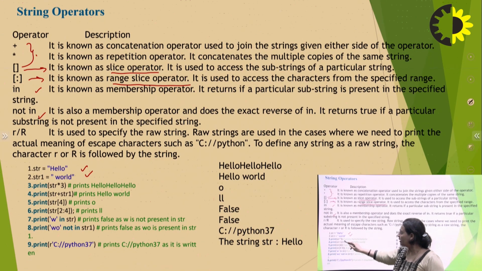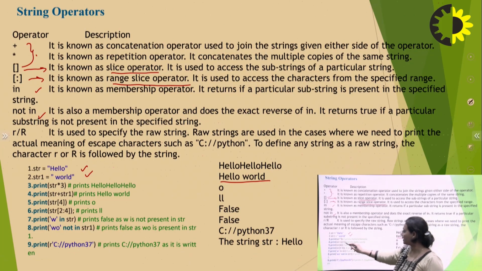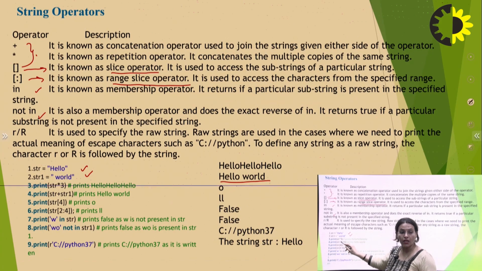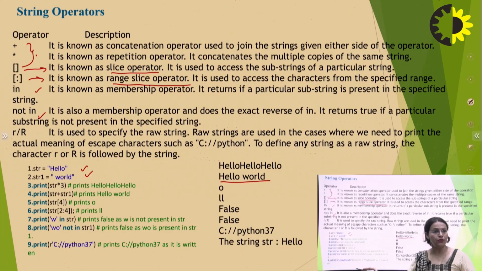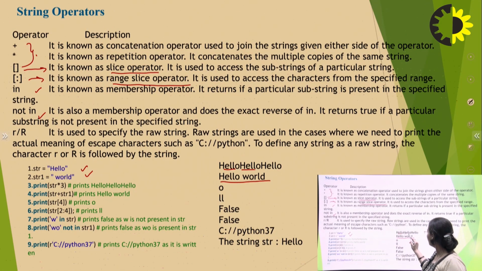In that case, if I say string plus string 1, that means I'm concatenating two strings, so it will concatenate them into hello world. So this is what it will represent. When I say string star 3, that means I want to replicate my string 3 times. So this is how hello hello hello is replicated 3 times.